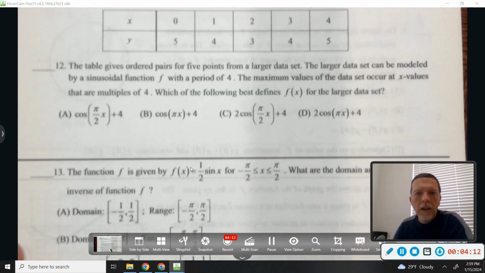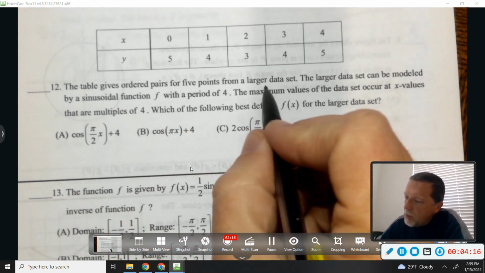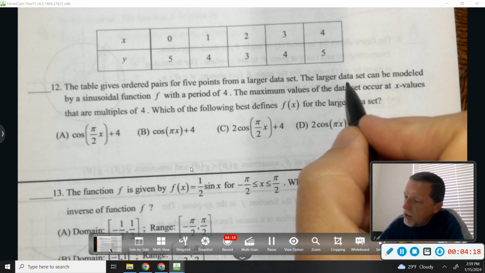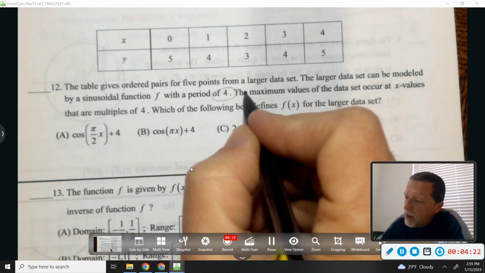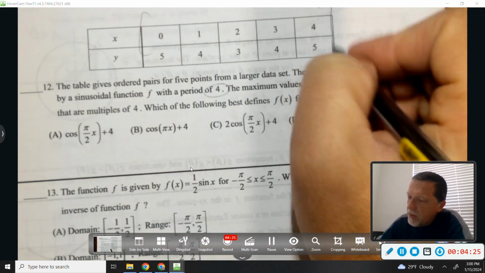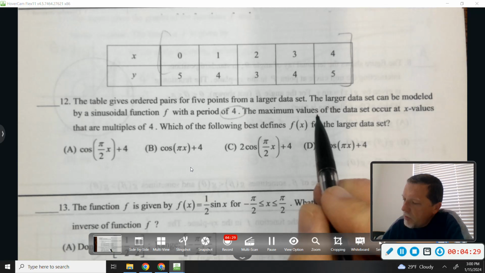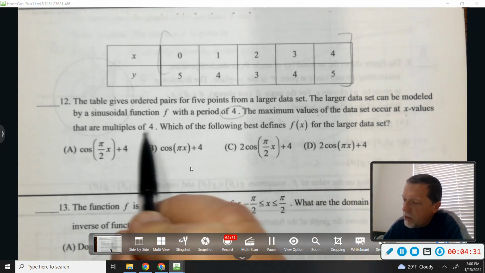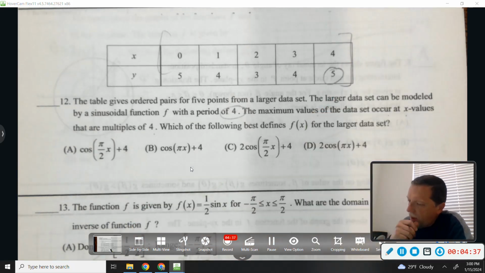Number 13, table problem. The table gives order pairs for 5 points from a larger data set. The larger data set can be modeled by a sine function with a period of 4. Okay, so that's nice. They gave us a full picture here from 0 to 4. The maximum values of the data set occur at x values that are multiples of 4. Okay, so the max is 5, or 0.